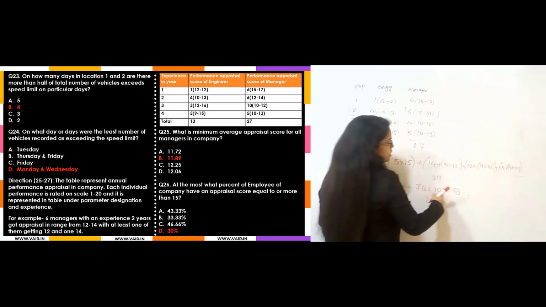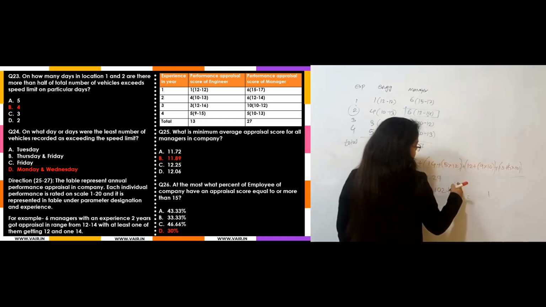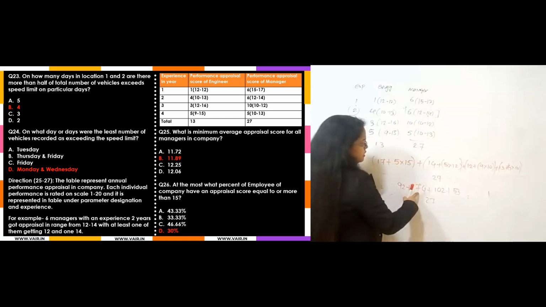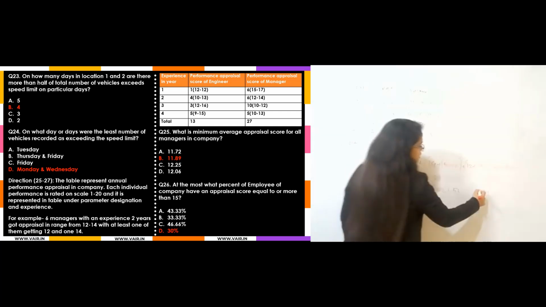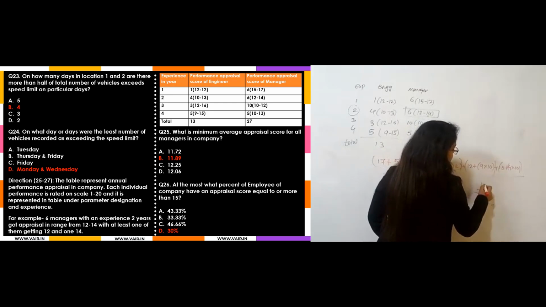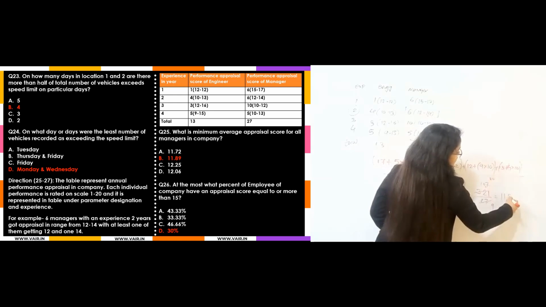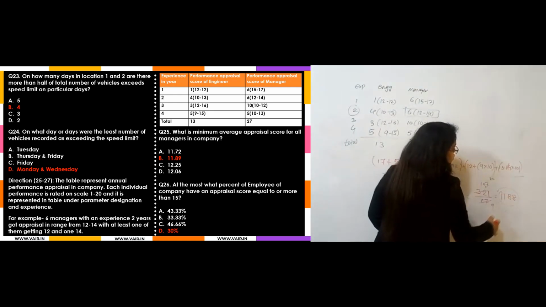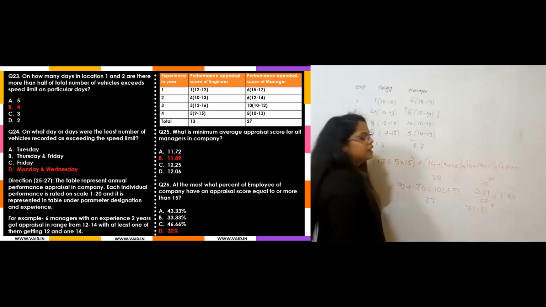What is this overall sum? 4 plus 2 is 6, 6 plus 2 is 8, 8 plus 3 is 11, carry the 1, 5 plus 1 is 6, 6 plus 7 is 13, 13 plus 9 is 22, carry the 2, 2 plus 1 is 3. 321 divided by 27. 9 1s are 9, 9 8s are 72. So which is nearly equal to 11.89 was the answer.